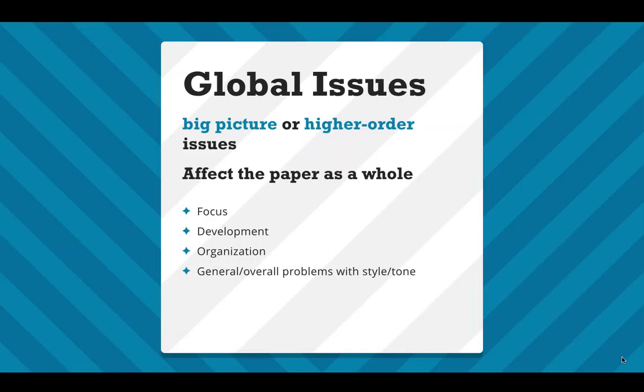So the big thing to remember here is that global issues are what we want to address first when we're giving feedback. So if your peer hasn't discussed perseverance at all, obviously that's going to be one of the big things that you want to mention first. Or maybe they have discussed perseverance, but the essay does not feel organized. That's something that you're also going to want to point out first. You always want to focus on these global issues.